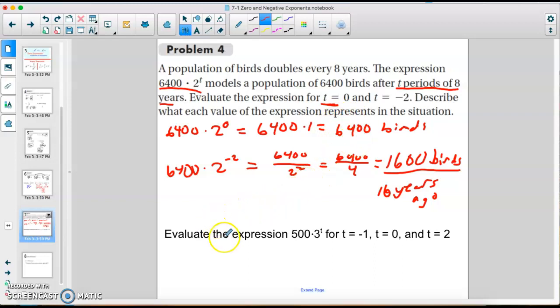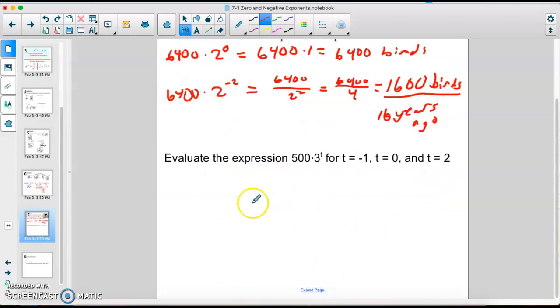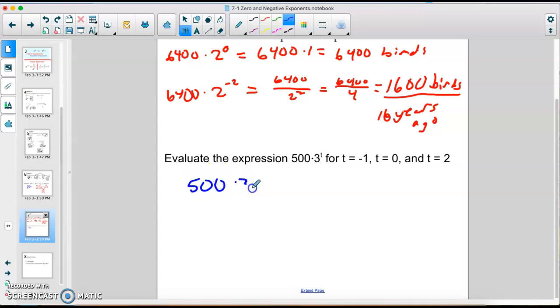Okay. Last thing, evaluate this expression for these 3 numbers. I'm going to do this as quick as I can. I only have about 2 minutes left of my videos. So 500 times 3 to the -1. Well, I know that that's 500 over 3 to the first, which is just 3. So 500 divided by 3. I believe that's a fraction, but I could be wrong. Yep, it's a fraction, and we can probably just leave it as 500 thirds.